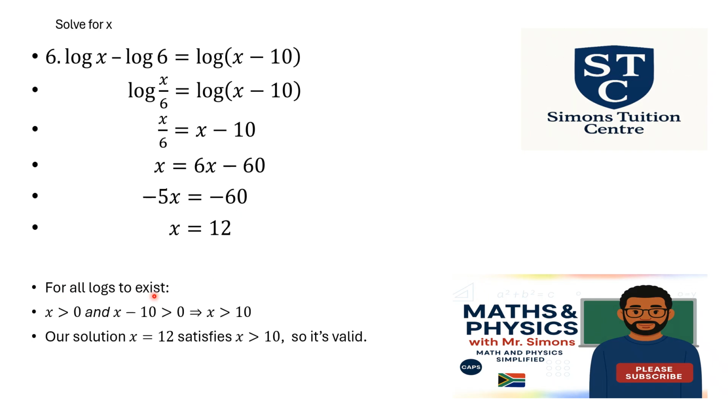Right, for all logs to exist, again, remember x there must be greater than 0. If it's 0, it's undefined. Same there, x minus 10 must be greater than 0. So if I take 10 across, x must be greater than 10. So our solution, x equal to 12, satisfies that x is greater than 10, so therefore that is valid. So there, my domain restriction done, answer is valid.